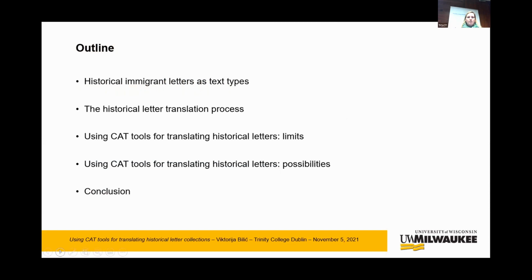So this will be my talk today, just a brief outline and overview. I will start by describing historical immigrant letters as text types, as they are not typical, and you can debate whether this is even literary translation. We will get to that. And then I will talk about the historical letter translation process and focus on how I used CAT tools for translating historical letters, what were the limits, what were the possibilities, and then I will come to a conclusion.